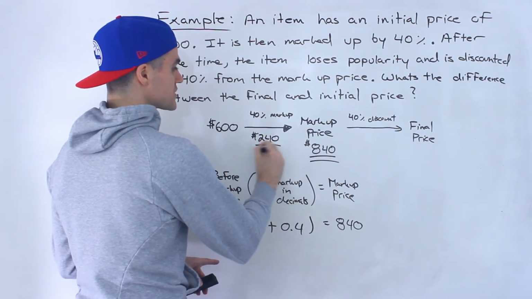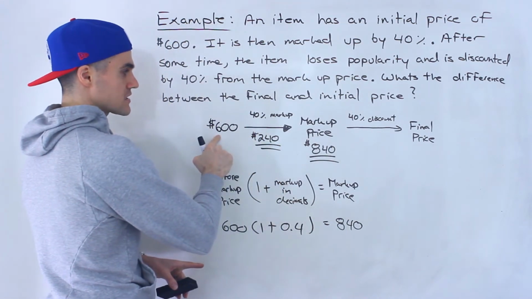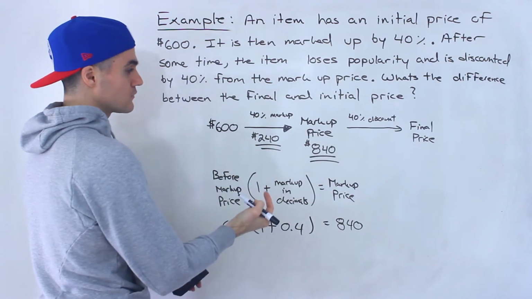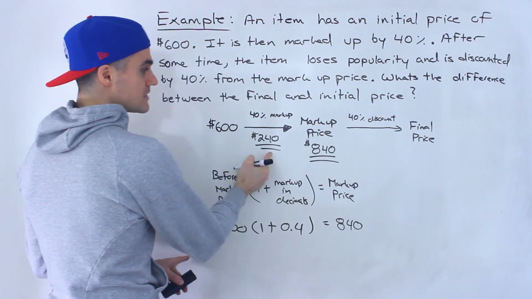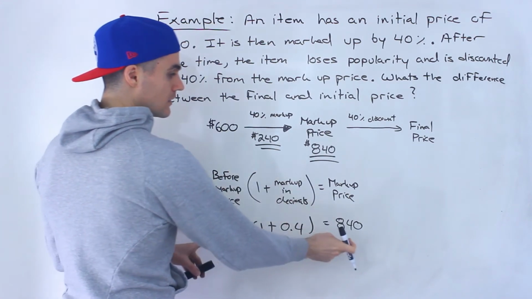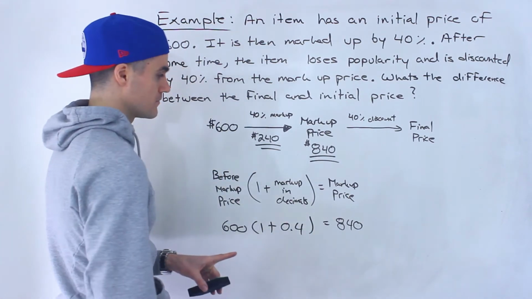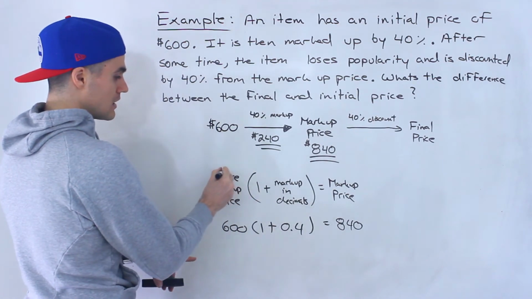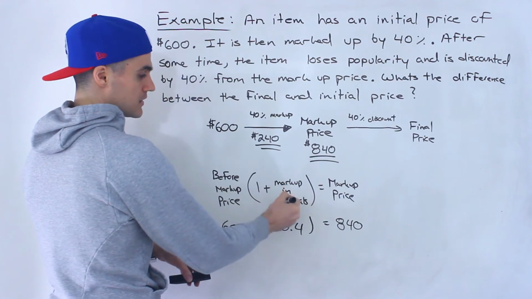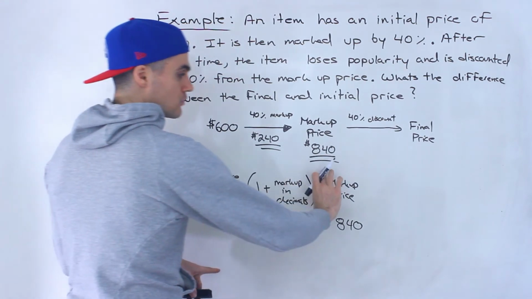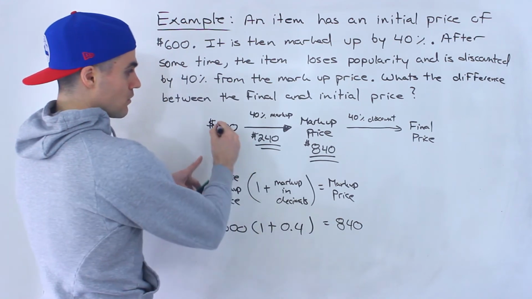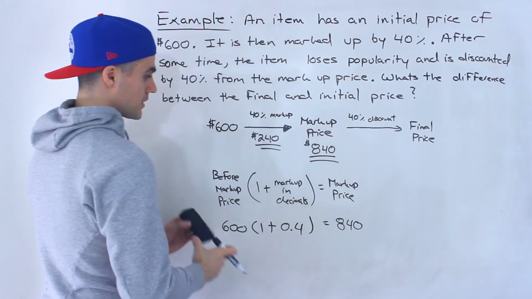Now some questions may ask what the actual markup is, and the actual markup is 240. It's just 40% of 600. 600 times 0.4 gives us 240, and then when we add these, we get that new price. So this over here gives you that new price right away. But if you just want the markup, it would just be the before markup price, or the initial price, times just the markup in decimals without this one. And that would give you the amount of markup. Right? So this is the flow of this first part here.